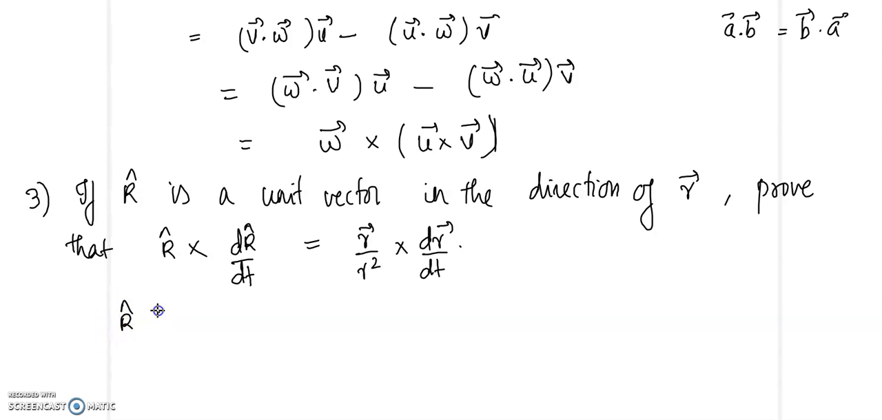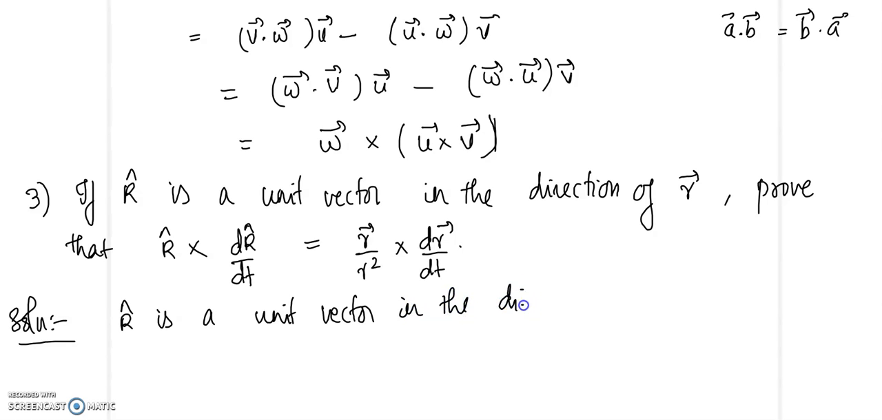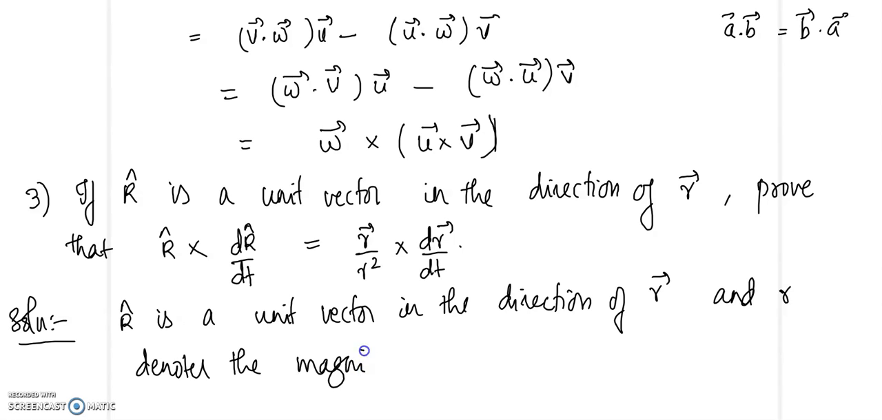So R is a unit vector in the direction of R, and here we have the scalar r. So here r denotes the magnitude of vector R. So modulus of R is going to be equal to r.